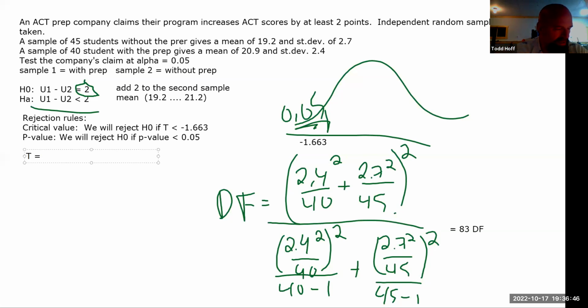So t equals negative 0.542, p-value equals 0.29, basically. Well, what this is saying is both of those fail to reject. This was a negative here. We did not get less than negative 1.663, and we did not get a p-value of less than 0.05. So we failed to reject.